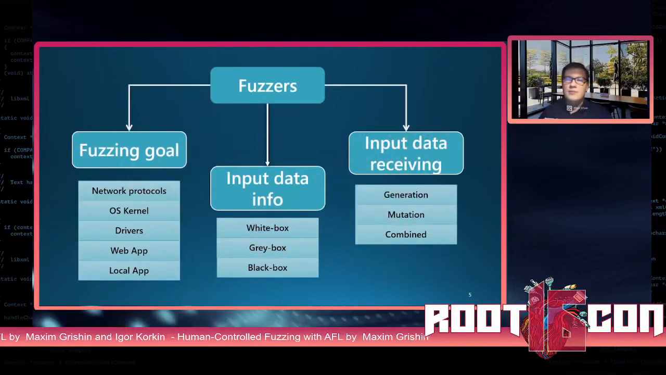There are different types of fuzzers. For example, fuzzers associated with network, the operating system kernel, drivers, web applications, and local application software. This classification depends on the fuzzing goal. If it is needed to know the input data format, then it is a white box fuzzer. On the other hand, black box fuzzers allow us to fuzz programs without input type information.